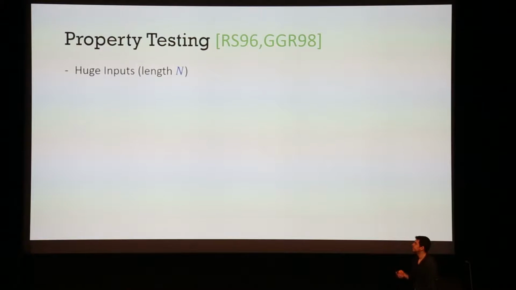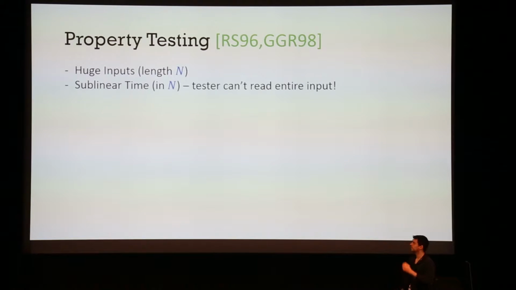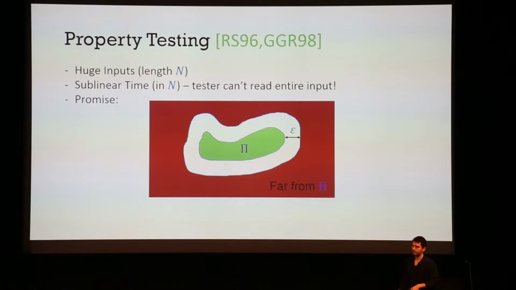Our setting is that we have huge inputs, which throughout this talk I will denote by n. Because they are huge, we don't want to read them all. We don't want to run in time n. So we're going to talk about sublinear time. Specifically, our algorithms will not be able to read the entire input. To mitigate that, what we require is a promise problem. Our algorithm should decide whether some string has some property pi, or it's far from having this property. And far usually means in Hamming distance.